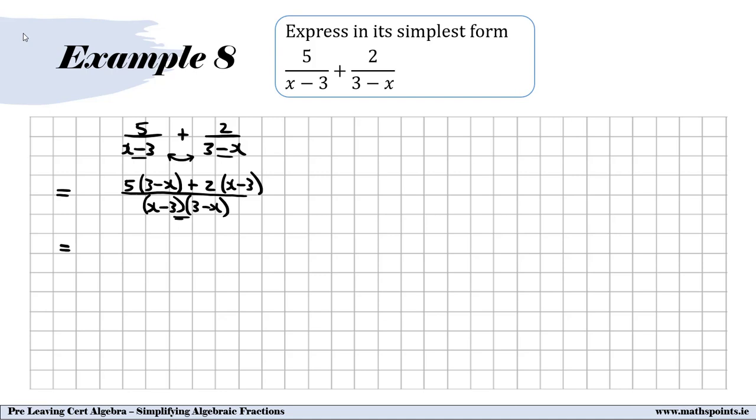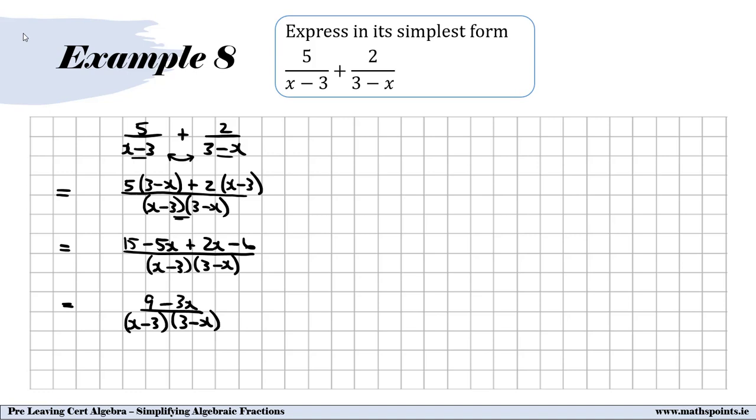Simplifying the top, I have 5 by 3 is 15, minus 5 by x is 5x, plus 2 by x is 2x, and 2 by minus 3 is minus 6, and that's all over x minus 3 on 3 minus x. And then finally on the top I have 15 minus 6, which is 9, and minus 5x plus 2x is minus 3x, all over x minus 3 on 3 minus x.